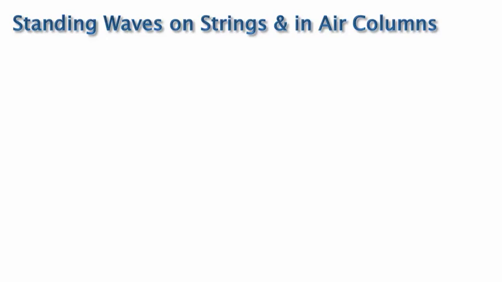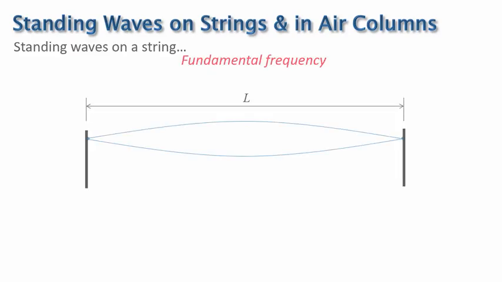For standing waves on a string, the ends of the string are fixed in place, so the ends of the string must be nodes. And so this is what the fundamental frequency looks like, which is also referred to as the first harmonic frequency. Now let's develop equations for the fundamental frequency and for its wavelength in terms of the length of the string L.